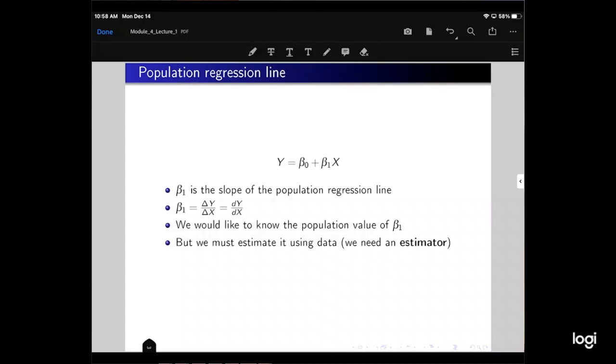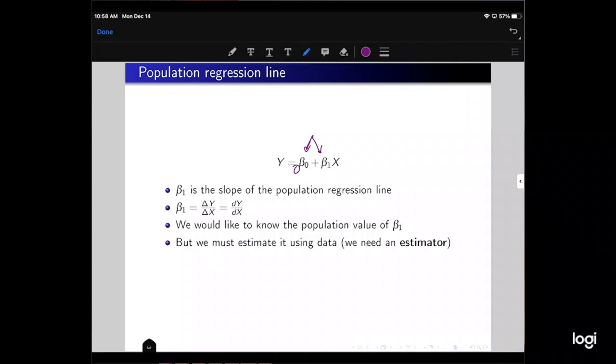So let's introduce the population regression line. This is y equals beta 0 plus beta 1 x. These B-looking things are called betas. When we have the little tail here, it's a beta, not B. Beta 1 is the slope of the population regression line. Beta 1, if you know calculus, is equal to the derivative of y with respect to x.